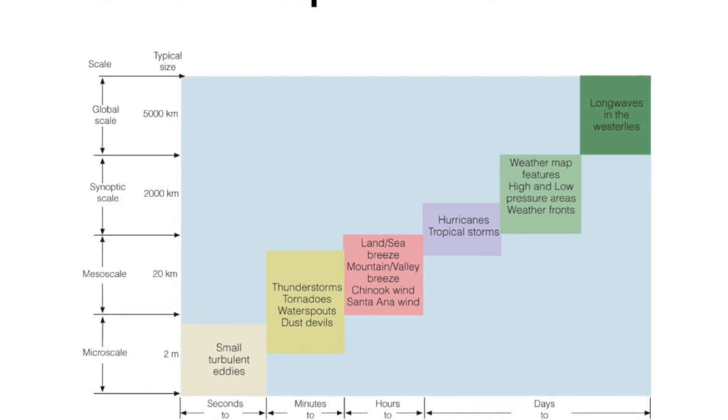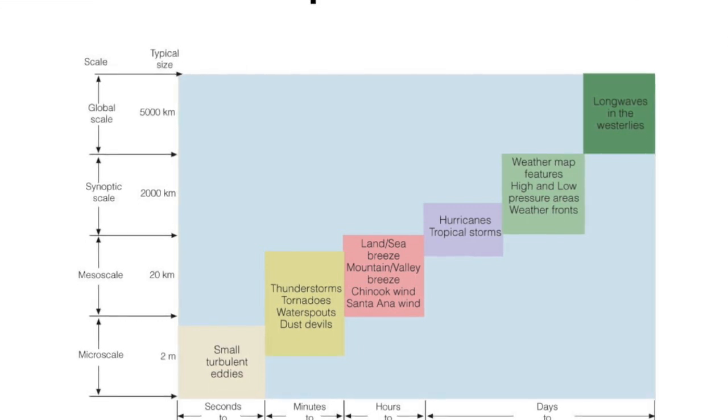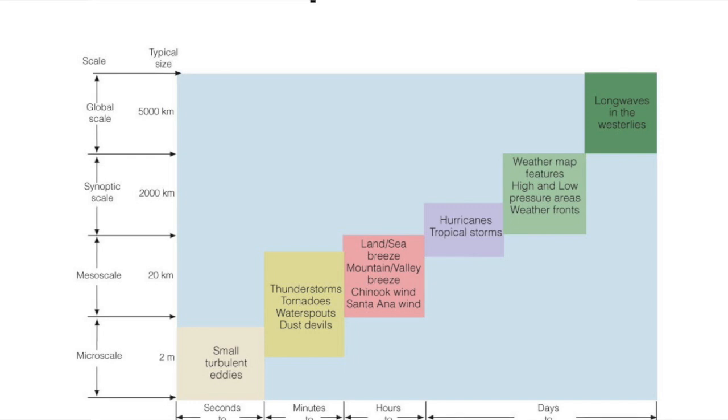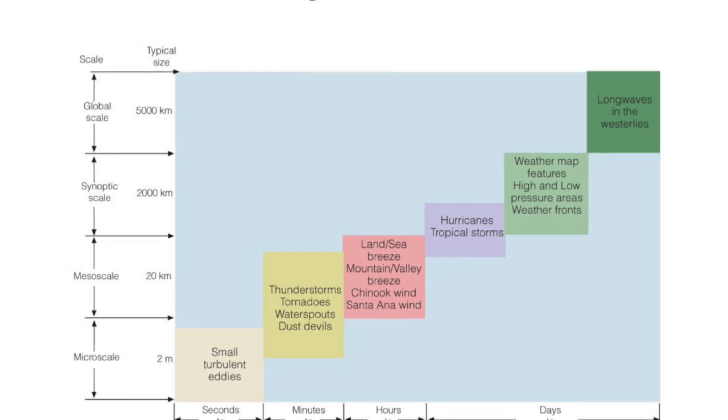And the smallest scale of atmospheric motion is the small turbulence eddies, and these last for a few seconds to minutes and have a scale of 2 meters. So looking at the y-axis, there's the largest scale at the global scale, and then a lower scale which we call the synoptic scale, and then the mesoscale, and then the microscale. And this atmospheric motion goes from the very large scale and breaks down to the smaller scales, to the point where it starts to dissipate into the surface, which is the small turbulent eddies.